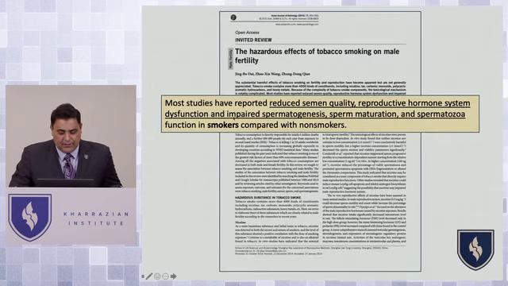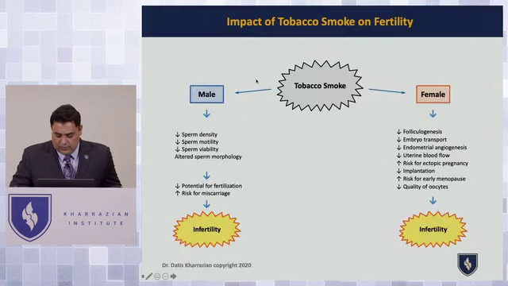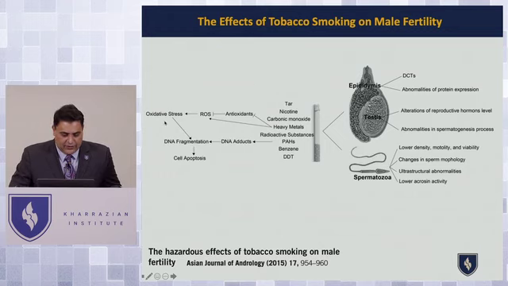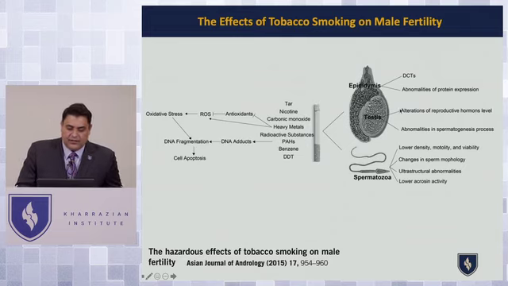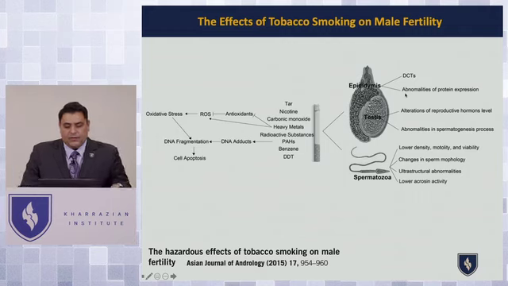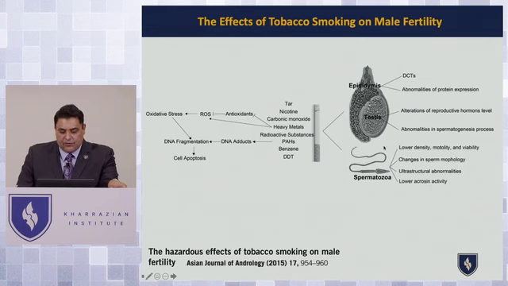In males, most studies have reported reduced semen quality, reproductive hormone system dysfunction, impaired spermatogenesis, sperm maturation, and spermatozoa function in smokers compared with non-smokers. And in this study, they actually show a really good illustration of the components in tobacco smoke, including not just nicotine, but the chemicals that are inside cigarettes, that actually disrupt the spermatozoa and impact all aspects of sperm function, motility, concentration, and spermatogenesis.